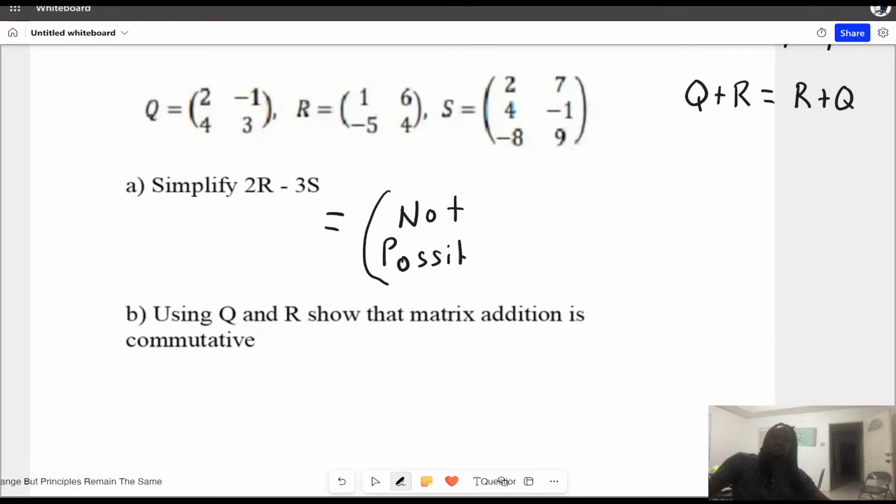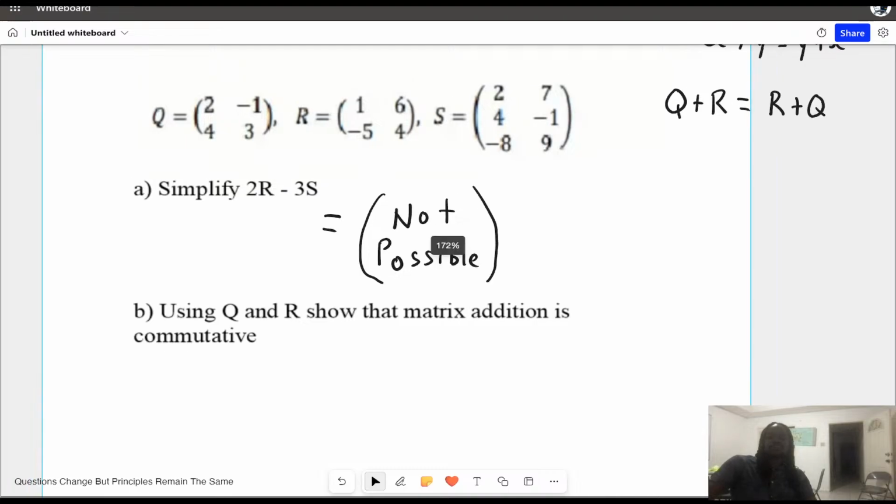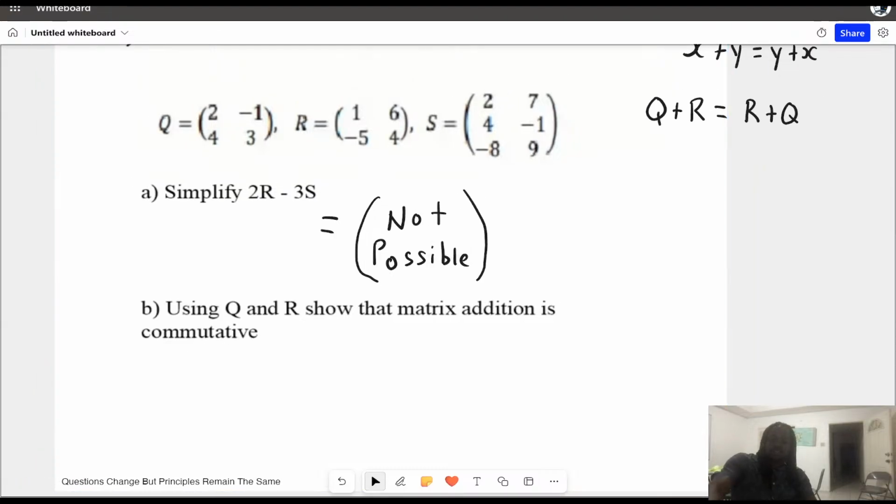And why is it not possible? Who can tell me why it is not possible? Because the orders are not exactly the same. It's as simple as that, people. It doesn't matter if it's a CSEC question or a question you get in a class, once you add or subtract, the orders have to be exactly the same. If the orders are not the same, that means you can't add them together. And once you can't add them together, there's nothing else you need to do than just write not possible.